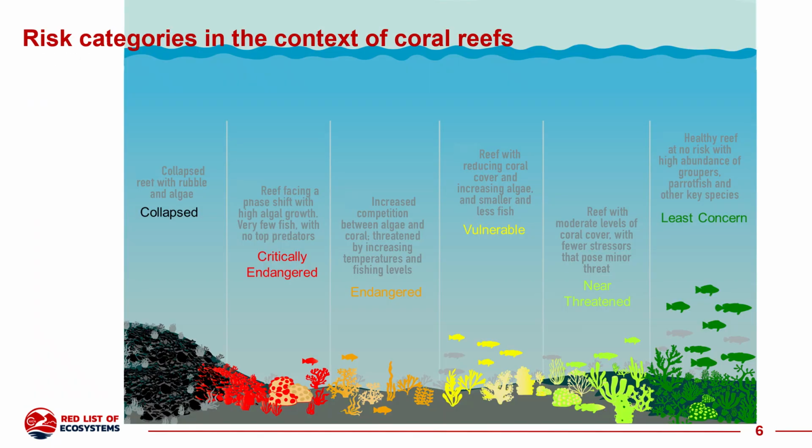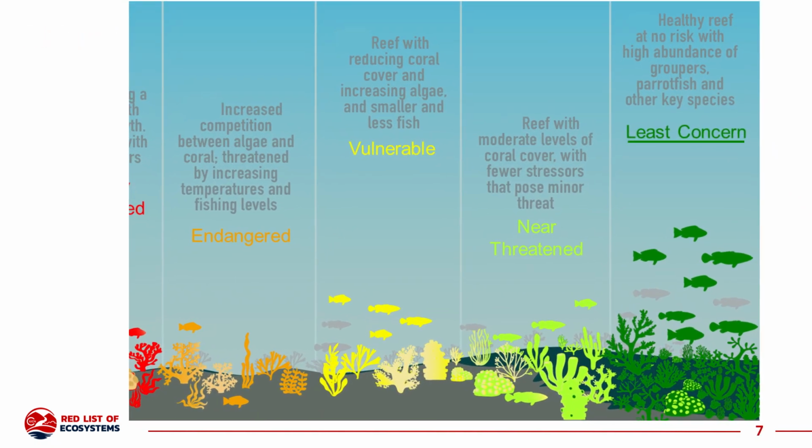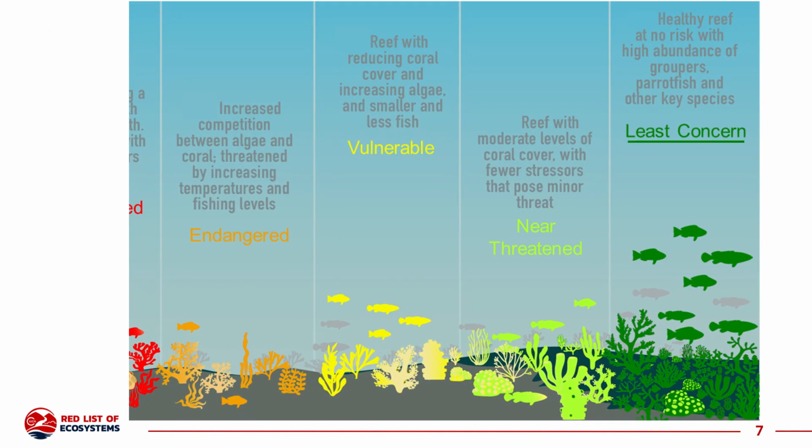Here we show a visual representation of how the different RLE risk categories might look when applied to a coral reef ecosystem. On the far right, we see a reef classified as least concern, a healthy functioning ecosystem. It has a high cover of live hard corals, low levels of macroalgae, and a high abundance of key fish groups like groupers and parrotfish.